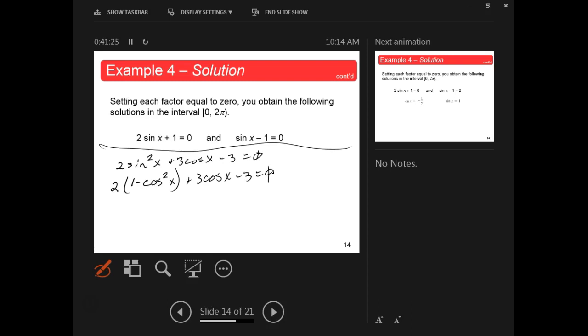Okay. Now what do we do? Okay, distribute the 2 across, and what does that give you? 2 minus 2 cosine squared x plus 3 cosine x minus 3 equals 0. Okay, everybody agree? Now what do we do? Combine like terms. What like terms do you see? 2 and a negative 3. So that will give us a negative 2 cosine squared x plus 3 cosine x minus 1 equals 0.